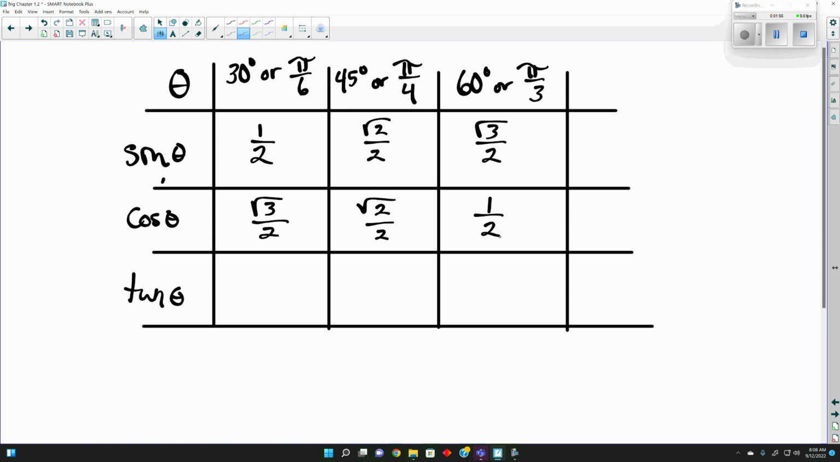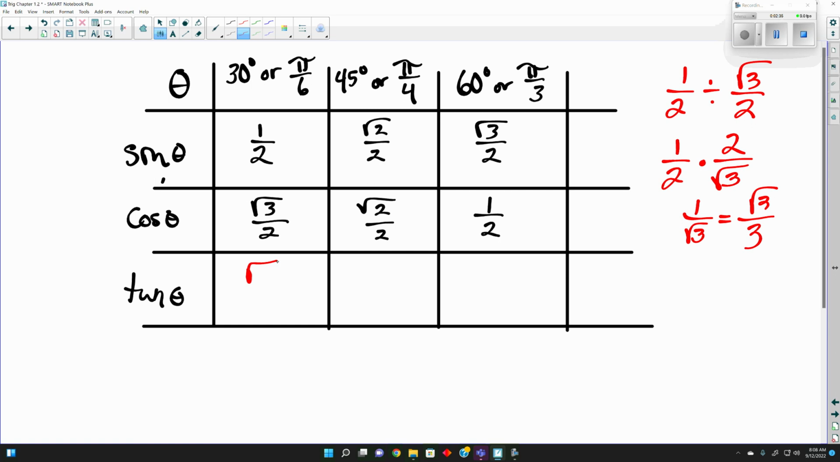Because I'd gone through kind of an explanation of how we can really look at tangent as sine over cosine. So if we know what sine and cosine are, we can always get back to tangent, even if it's not one of these nice angles, because really what we're doing is putting sine over cosine. So for 30 degrees, we can think of it as 1/2 divided by square root 3 over 2. Sine divided by cosine, which is going to be 1/2 times 2 over the square root of 3, which is 1 over the square root of 3, and if we rationalize it, we end up getting square root 3 over 3.